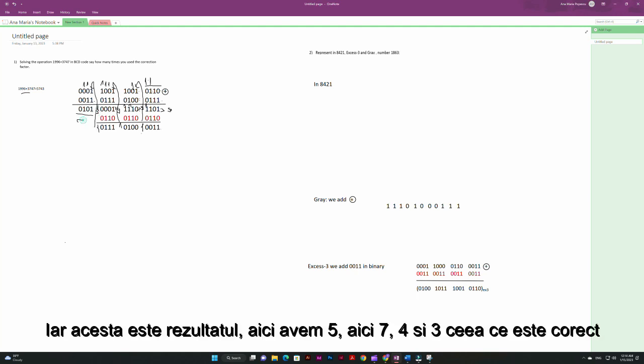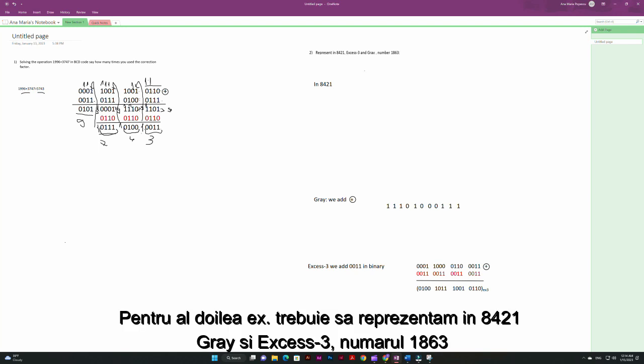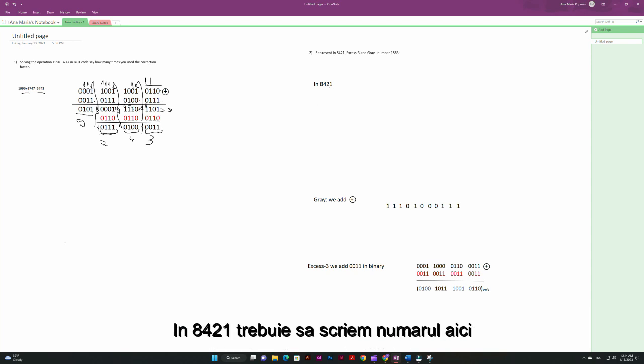Here we have 5. Here we have 7, 4, and 3, which is correct. Okay, for the second exercise, we have to represent in 8421, XS3 and Gray the number 1863. In 8421, we have to write the number here.